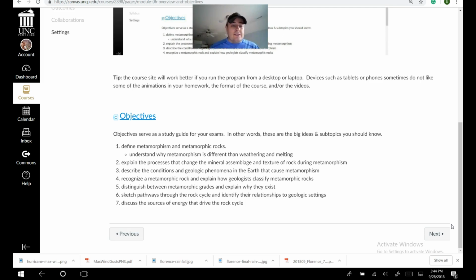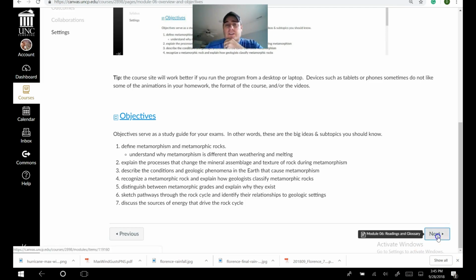And then the last one is to discuss the sources of energy that drive the rock cycle. So the ultimate source really is radioactive decay again, back to the heat of our planet, right? That's the ultimate source of where our energy is coming from. But we'll talk a little bit more about that as we go.